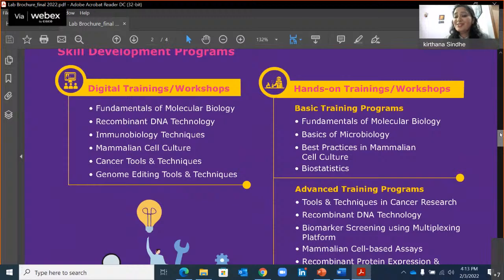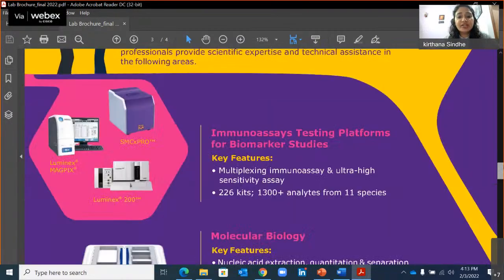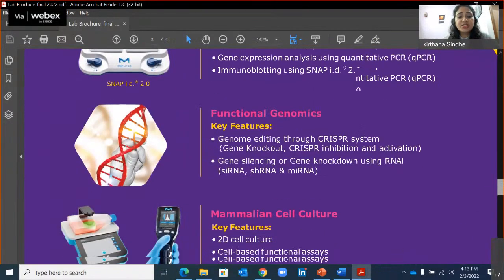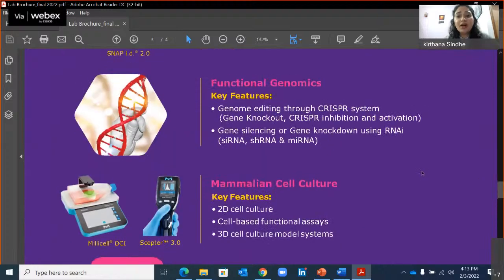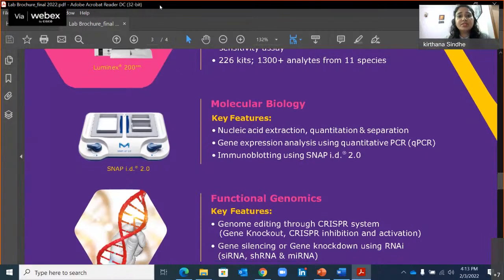We want students to get those, and we let the students touch, feel, and experience our instruments. So that's one of the differentiators that we have. We do not restrict our students. They are welcome to use all our instruments when they sign up for these training programs.